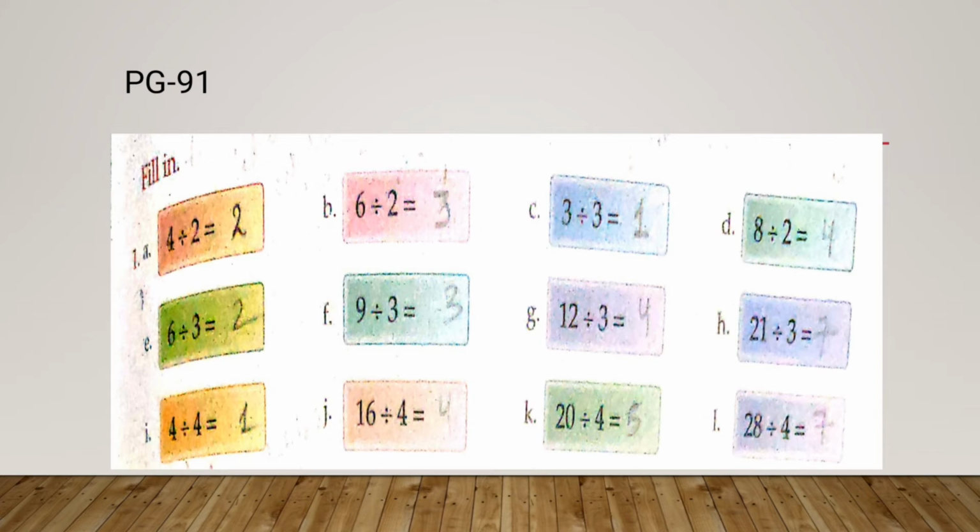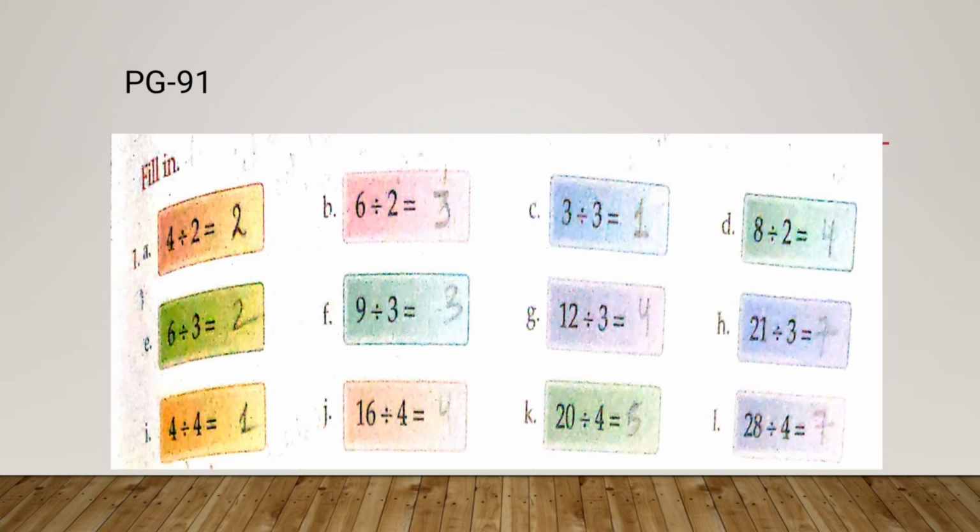Now E part, 6 divided by 3. Children, now recite the table of 3 until you get 6. So 3 1s are 3. 3 2s are 6. So here 2 will be your answer.